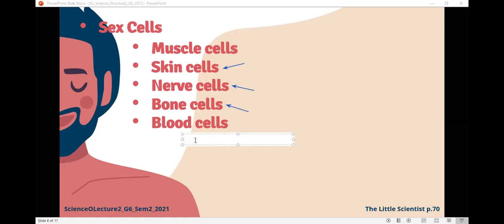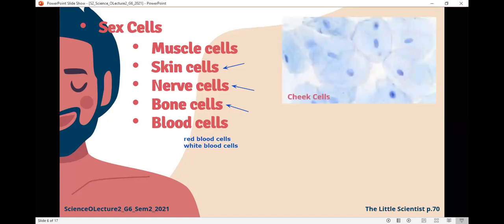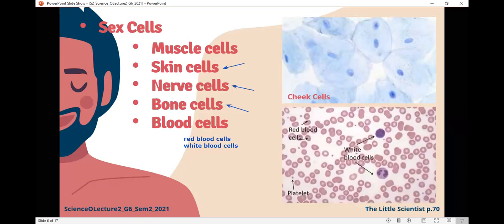Blood cells. I will write red blood cells, white blood cells. Red blood cells carry oxygen. White blood cells fight bacteria in your body. Perfect. Bravo. Amazing. Cheek cells are skin cells. These are the cells that you have in your cheeks. These are the blood cells.